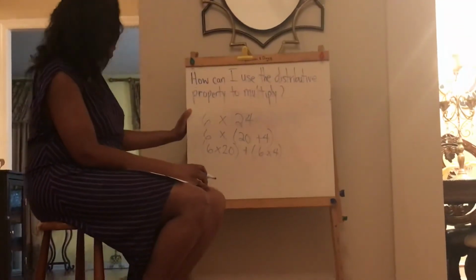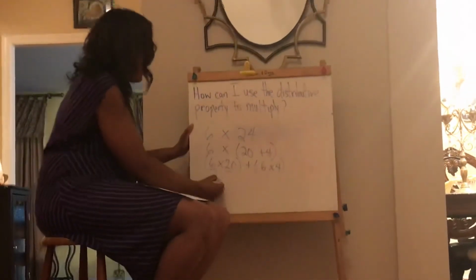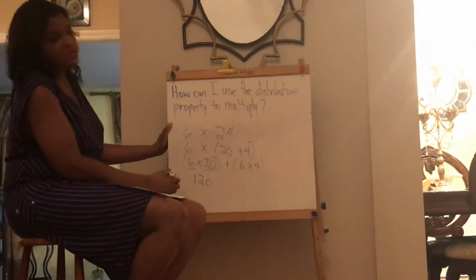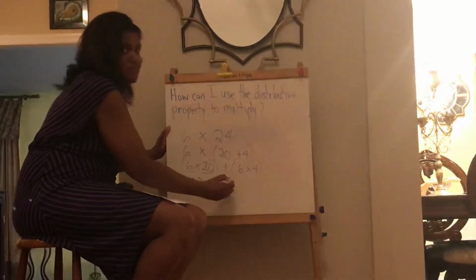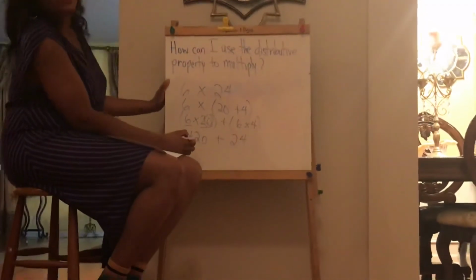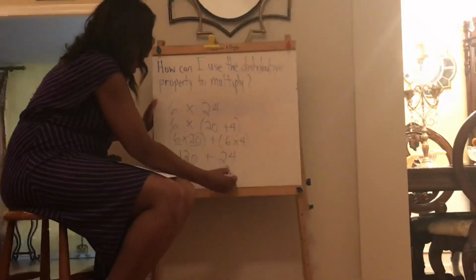So 6 times 20, we start with 6 times 2. 6 times 2 is 12. And we add our 0 right here, so that's 120. And 6 times 4 is 24. So 120 plus 24, we can break that up again.